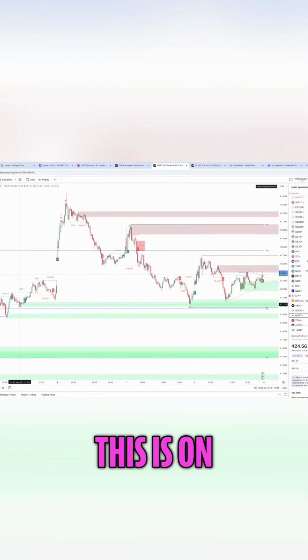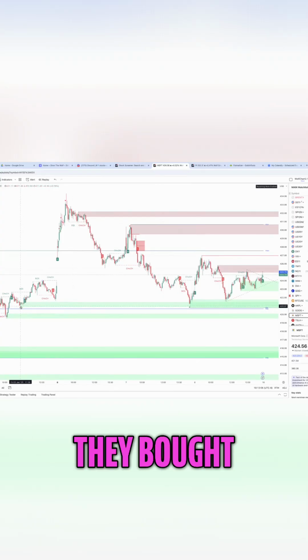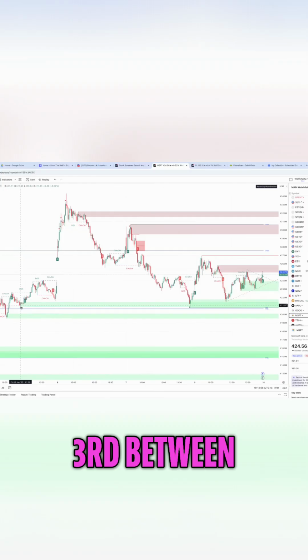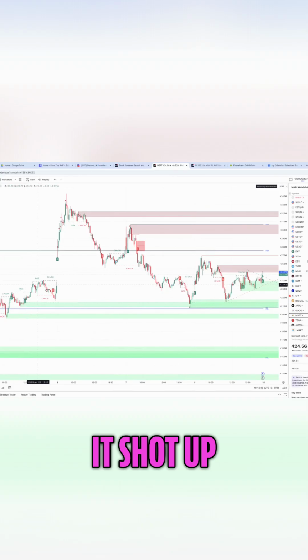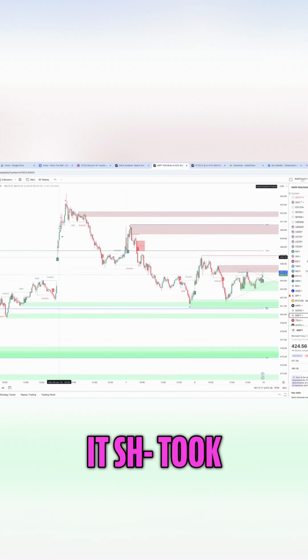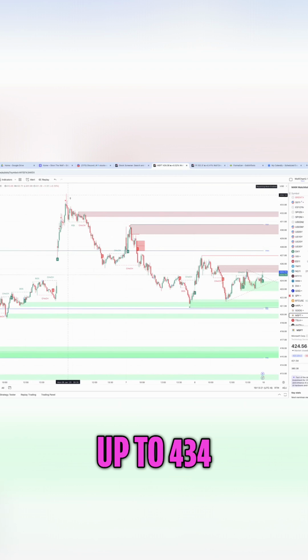Microsoft, this is on January the 3rd. They bought Microsoft on January the 3rd between the price of 421.46 and 420.94. It shot up, came back down near this zone, and then it took off after they bought, right? It took off, went all the way up to 434.